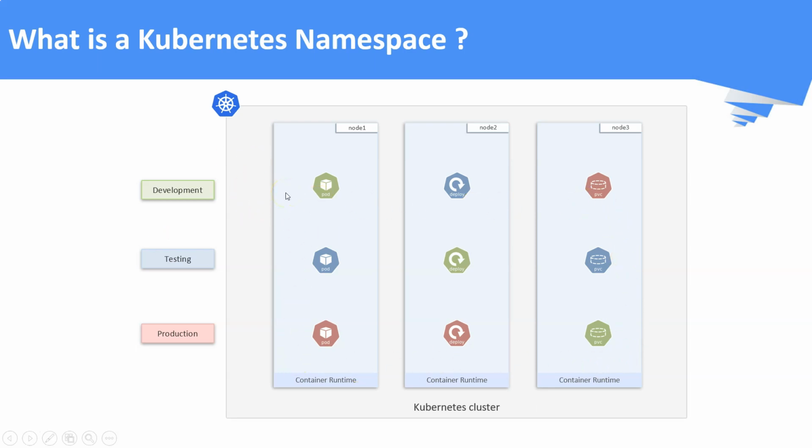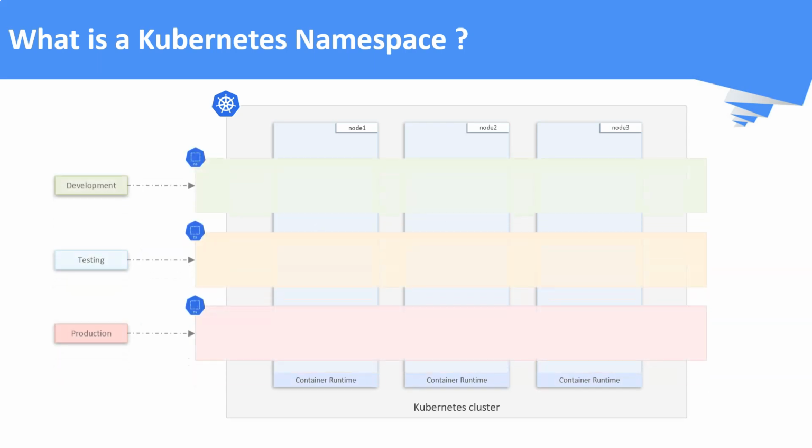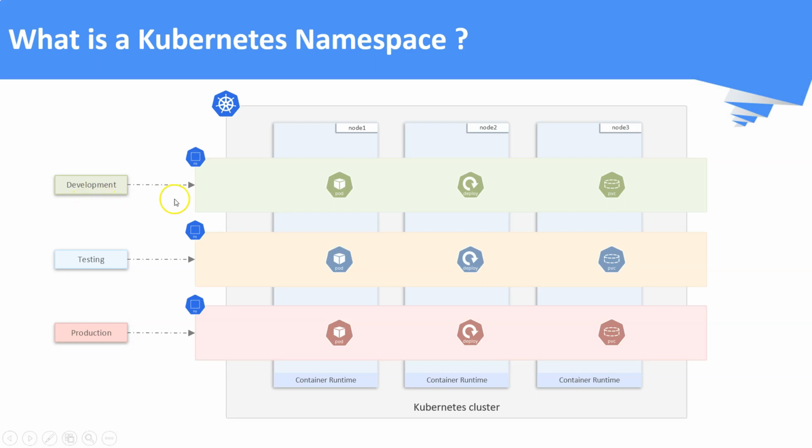In order to mitigate this problem, Kubernetes provides a solution called Namespace. With the help of Kubernetes Namespace, we can logically isolate these three environments, that is development, testing and production, just like this. All these three environments are sharing the same underlying physical cluster. Each of these namespaces is logically separated from the others, but has the ability to communicate with each other.